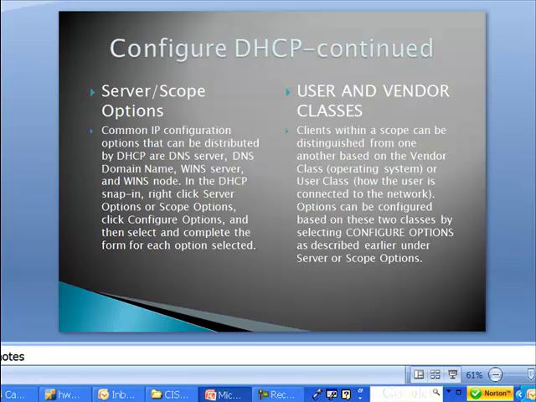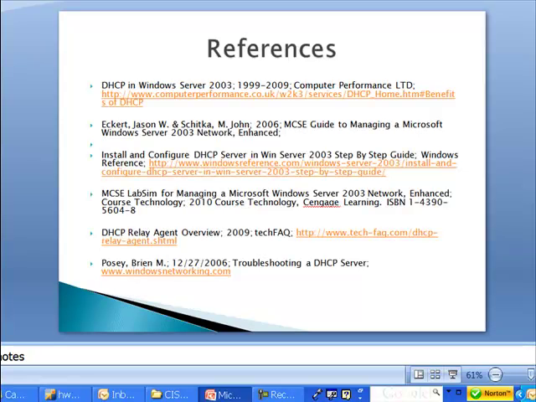User and vendor classes are also options at the advanced level. Here at this same point, you can select the vendor class, which is basically the operating system, or the user class, which is how the user is connected to the network. And these options can be configured based on these two classes by selecting Configure Options, as described earlier under Server and Scope Options. These are the references that I've used to create this presentation.